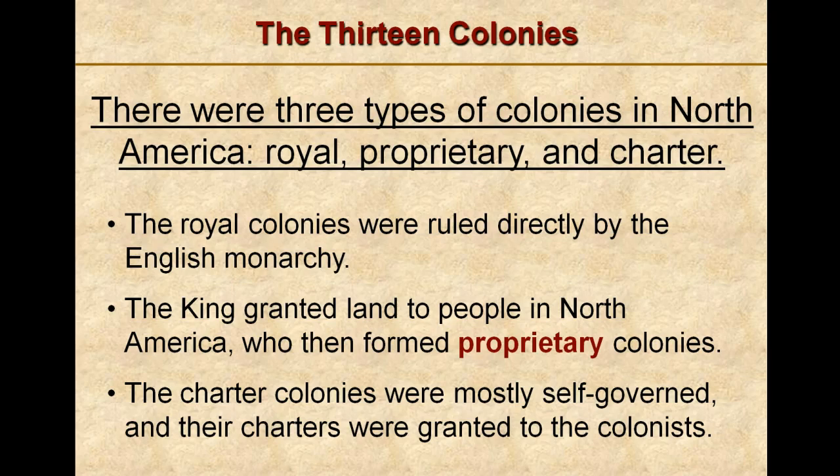Clatsop County has a charter. The city of Seaside has a charter. It's the rules that the city or the county are going to operate by, but yet it doesn't have any sovereignty.